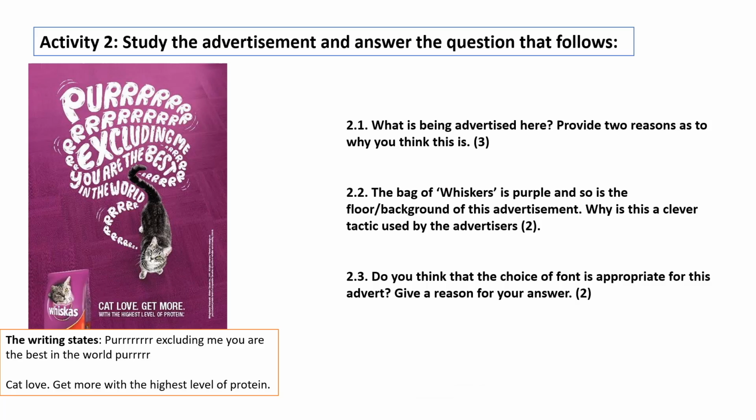Let us look at activity 2. It says study the advertisement and answer the questions that follow. We have a purple advert. We've got some whiskers. Oh gosh, I don't want to give away too much. So 2.1, what is being advertised here? Provide 2 reasons as to why you think this is. 2.2, the bag of whiskers is purple and so is the floor/background of this advert.